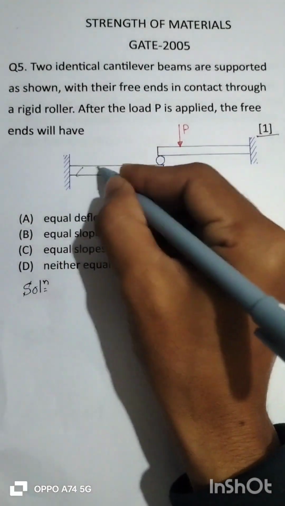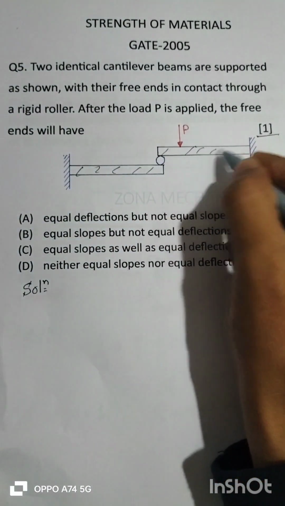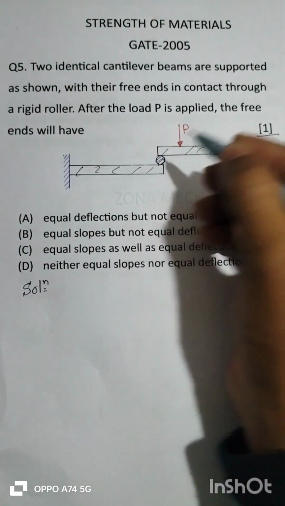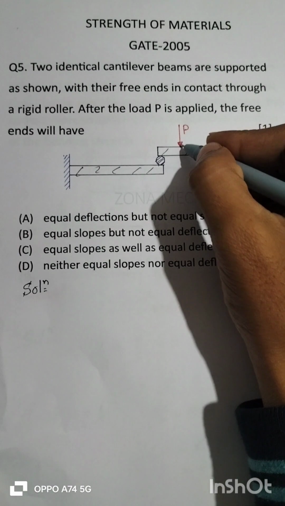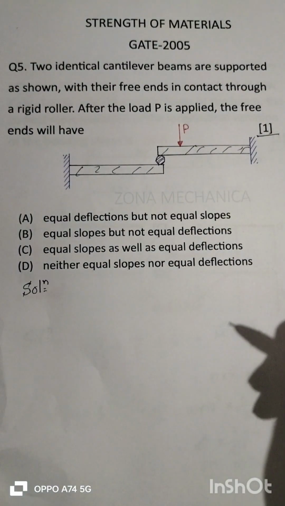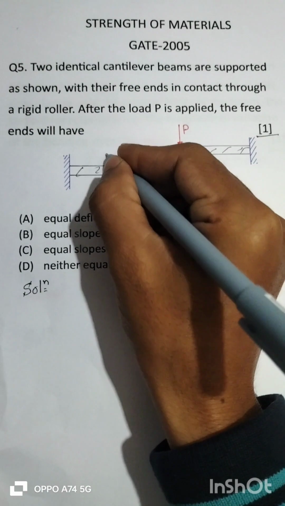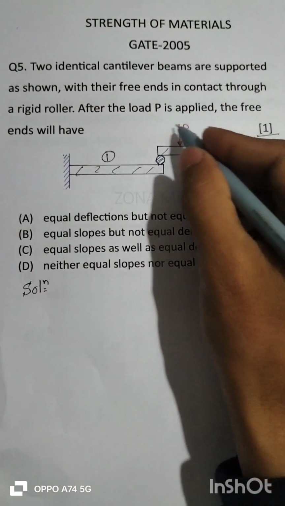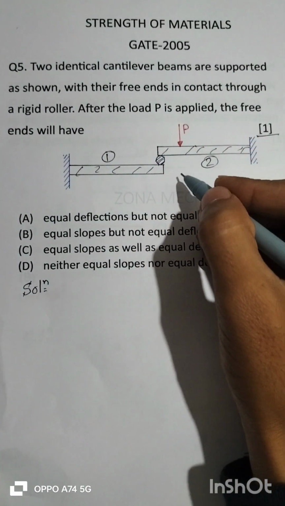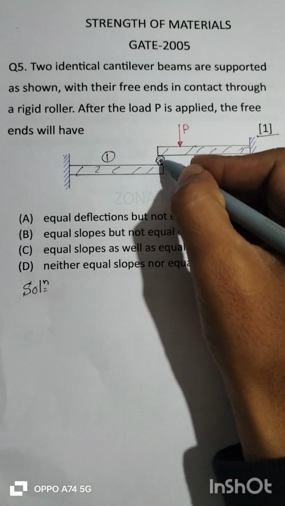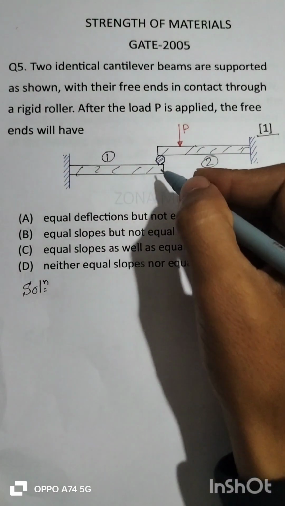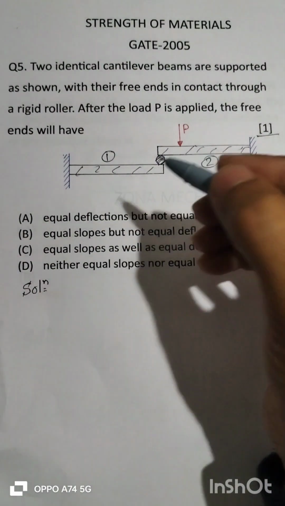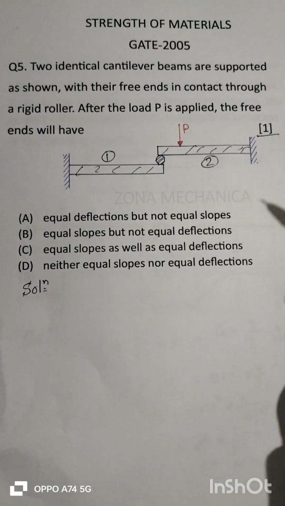Okay, so these are the two identical beams, and this is the roller, and this is the load acting over here on this beam. Let this be beam number 1 and this be beam number 2. Based on this configuration, we have to predict whether the deflection and slopes at the free ends will be equal in both the beams or unequal, both the deflections and the slopes.